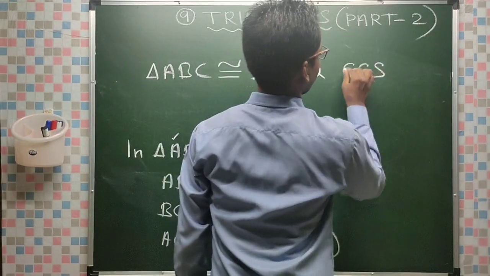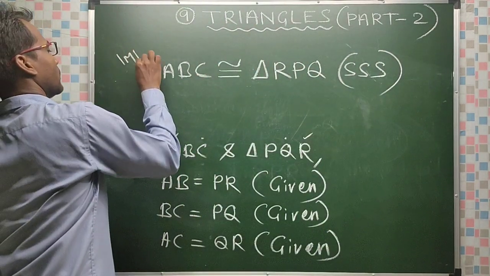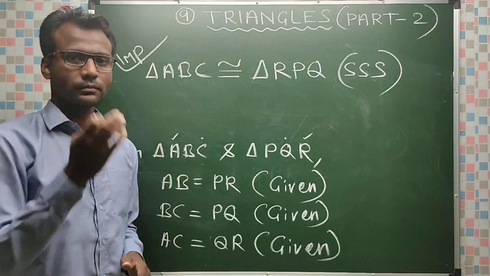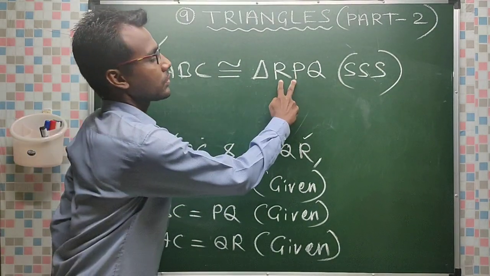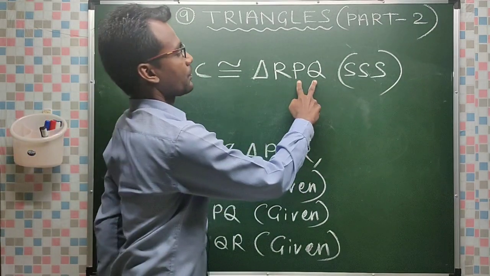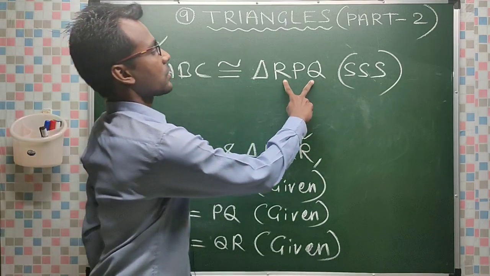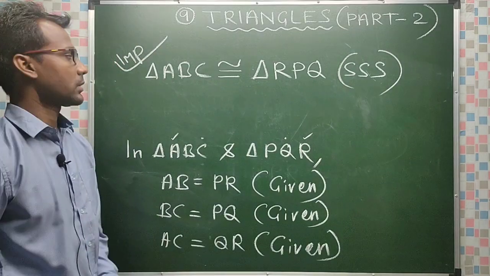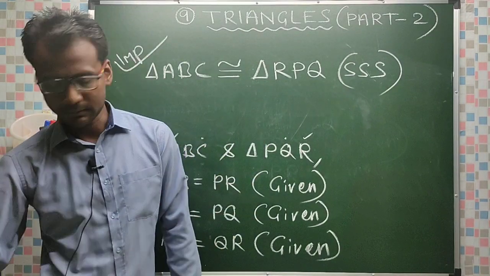This is by the SSS postulate. This order is very important. Once you get the order, you will get everything. Now see, AB is equal to RP, BC is equal to PQ, AC is equal to RQ. Now, which angles will be equal? Obviously, angle A will be equal to angle R.